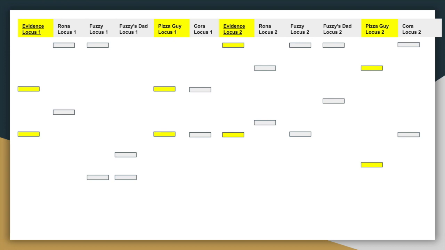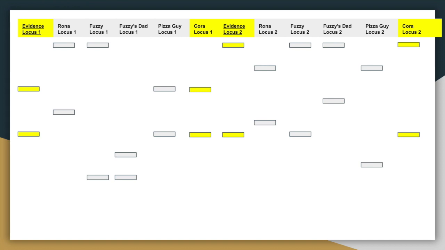Pizza Guy's DNA does not match the DNA bands of the murderer's fingerprints for both loci 1 and 2, only matching for loci 1, leading us to conclude that he is eliminated as a suspect. Cora's DNA bands seem to match perfectly with both of the sample DNA bands found on the murder weapon for both loci and gels, meaning Cora is ultimately the person who killed Rona.